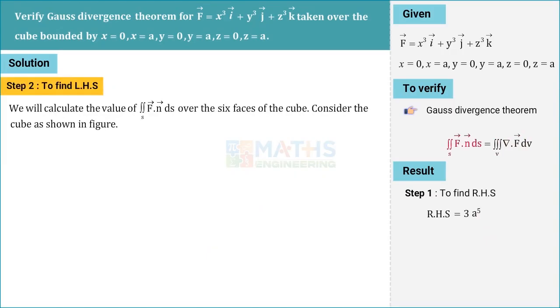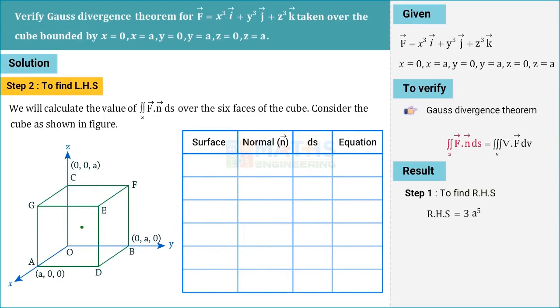For this we calculate the integral over S of F vector dot n vector dS over all 6 faces of the cube. Consider the cube as shown in the figure. The first surface S1 is GEDA. Here what is the normal to this surface? The outward normal is along the positive direction of x-axis. So n vector is equal to i vector. What is dS here? On this surface we have x equal to a, so dx becomes 0. We have y and z coordinates alone, so dS is dy dz.